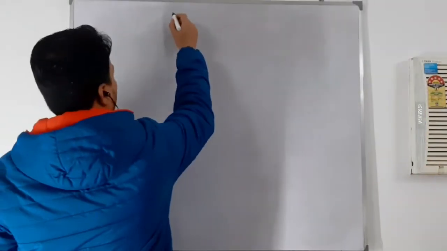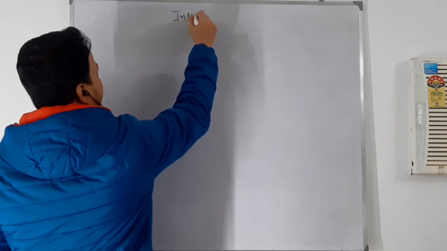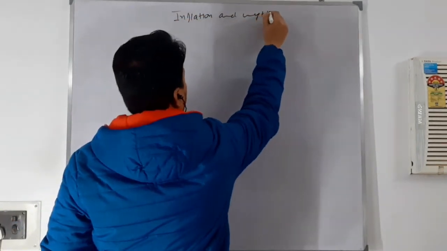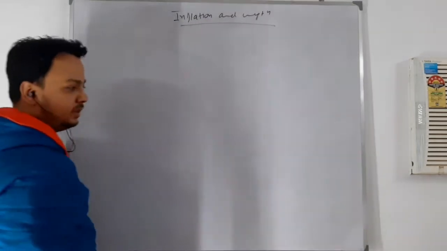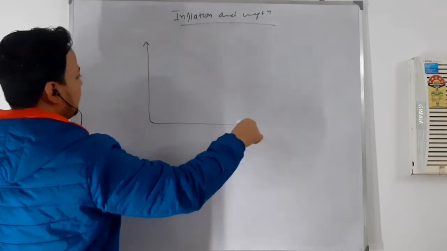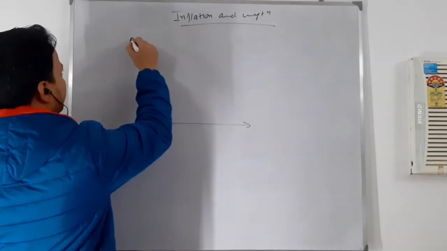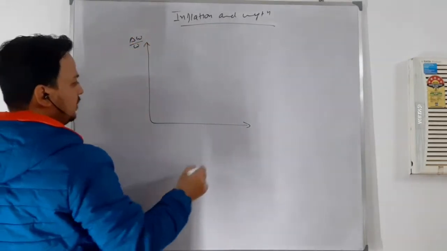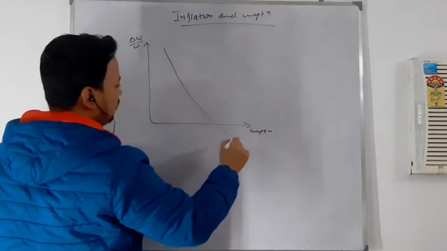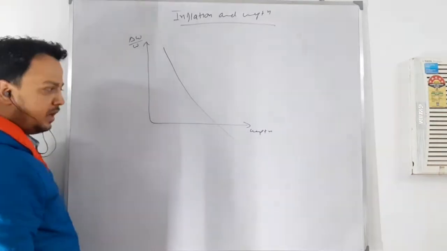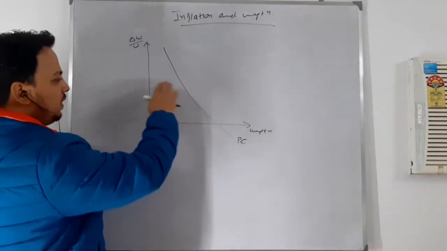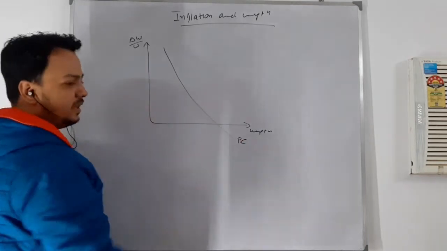So I have started the topic with inflation and unemployment, and I have shown you a negative, downward sloping curve. Here I have taken wage inflation, and here I have taken unemployment. I have shown you a curve like this, and we call this curve the Phillips curve. So there is an inverse relationship between wage inflation and unemployment.